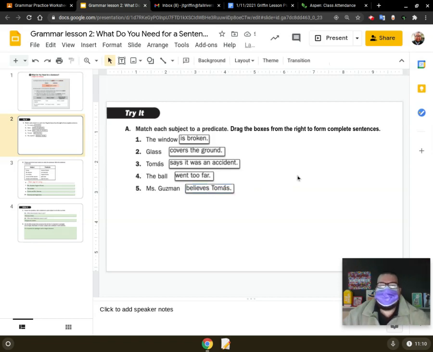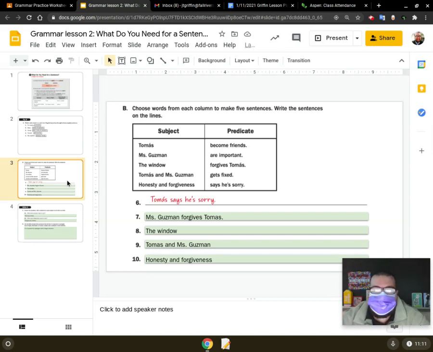So this is how we take a predicate and we combine it to make a complete sentence. So again, the window is our subject. What does it do? It breaks. The window is broken. So glass is the subject, the predicate. So what does the glass do? Covers the ground. Okay? So that is how we combine a predicate with a subject to make a complete sentence. So let's move on.